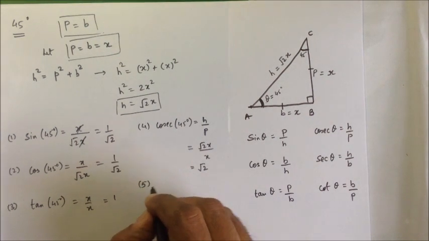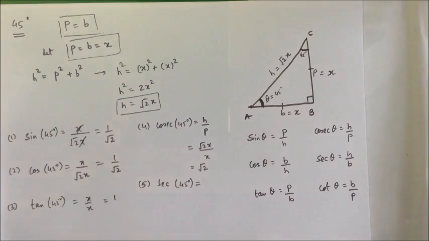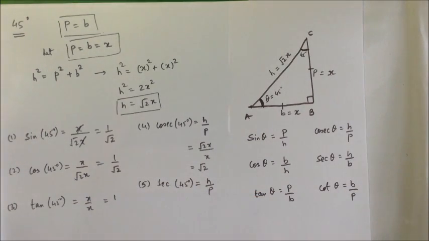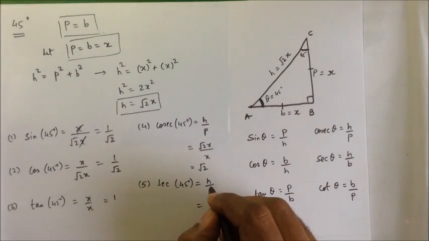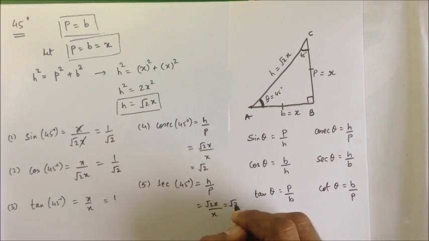The next would be sec of 45 degree. Now sec is the ratio between hypotenuse and base. The hypotenuse is root 2x and the base is x. Hence again the answer would be root 2.